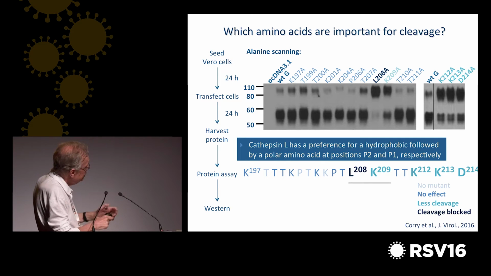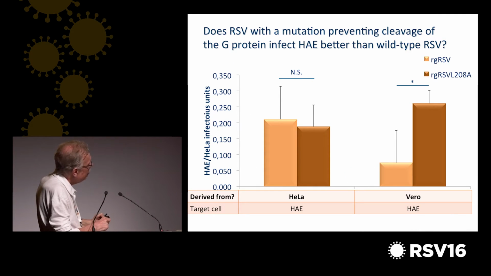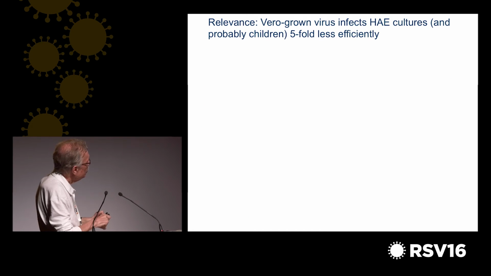Now, cathepsin L cleaves at a hydrophobic followed by a polar, which would be exactly after those 2 most important amino acids. Now, when we fix this in the virus, we can then show the same experiment I just showed you. In HeLa cells, you grow it, it infects both. So the wild type and the mutant both infect well because it's not cleaved. In Vero, the G is cleaved, infects poorly, but when we fix that and prevent cleavage, now it infects much better. So what's the point here?